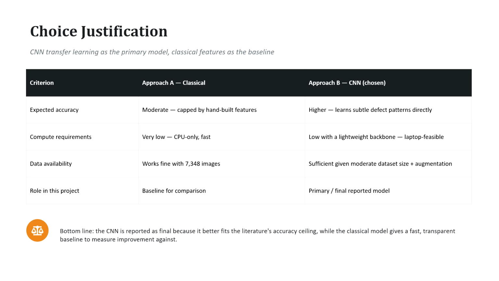Coming to the choice justification, after comparing the two approaches given those trade-offs, my plan is to use the CNN as my primary and final model, since it has a higher accuracy ceiling based on the literature, and use the classical approach as my baseline. That way, I get a clean before and after comparison to report at the midterm and the final presentation, which is exactly what is required for those milestones.